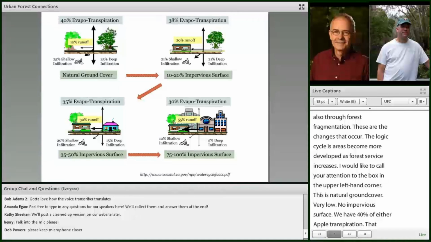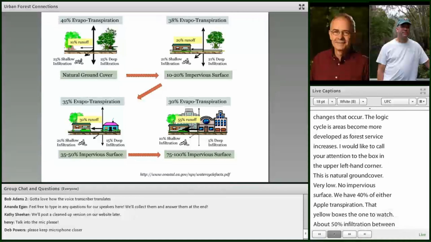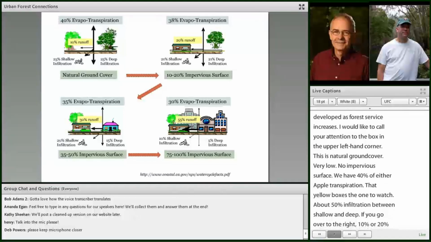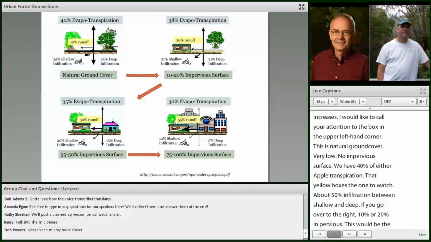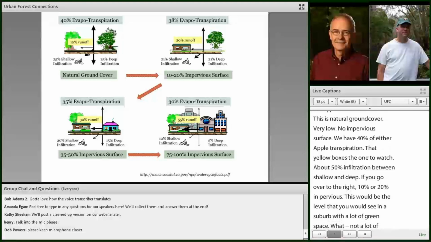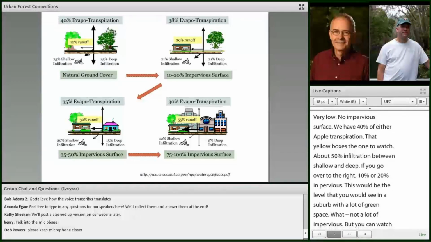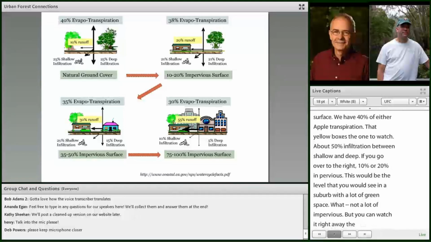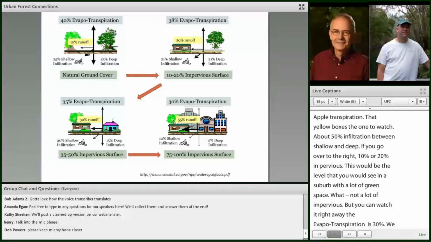Now we go over to the right, directly to the upper right, 10 to 20% impervious. This would be the level you would see in a suburb with a lot of green space, not a lot of imperviousness. But still, you watch right away, the evapotranspiration has dropped a bit. The runoff, this is the critical one, has doubled. So we've gone from 10% runoff to 20. Also, the velocity of that runoff has increased, and the pollutants associated with runoff have increased.